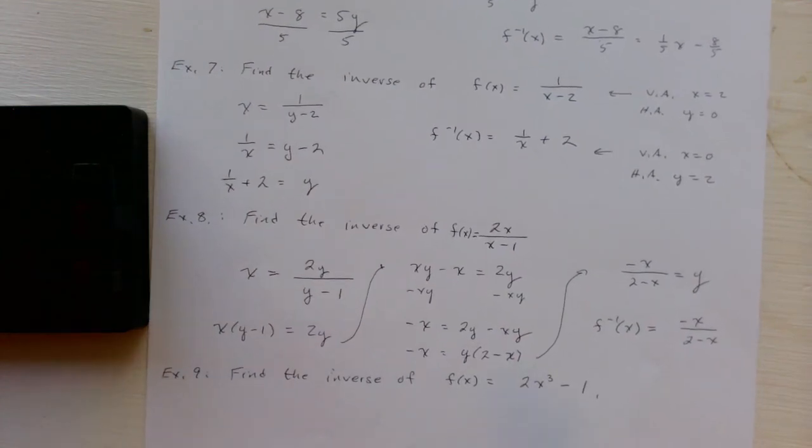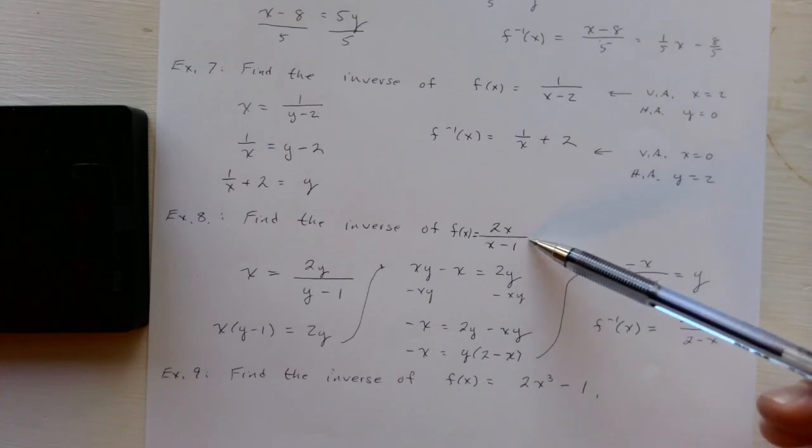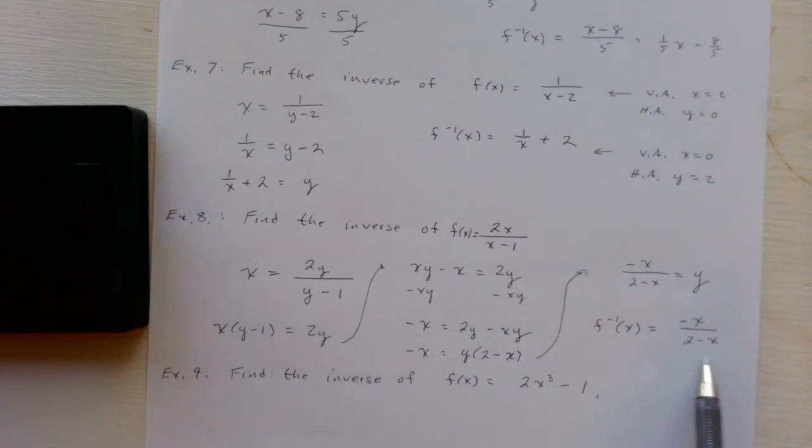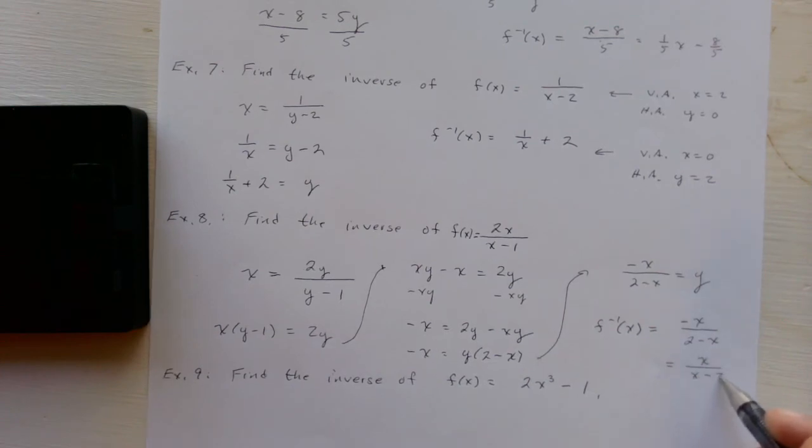Once again, you'll see that the original has a horizontal asymptote at y equals 2, and this has a vertical asymptote at x equals 2. It's no accident. And incidentally, if you did this differently, you could simplify this, and it becomes x over x minus 2. Just multiply and divide by minus 1.